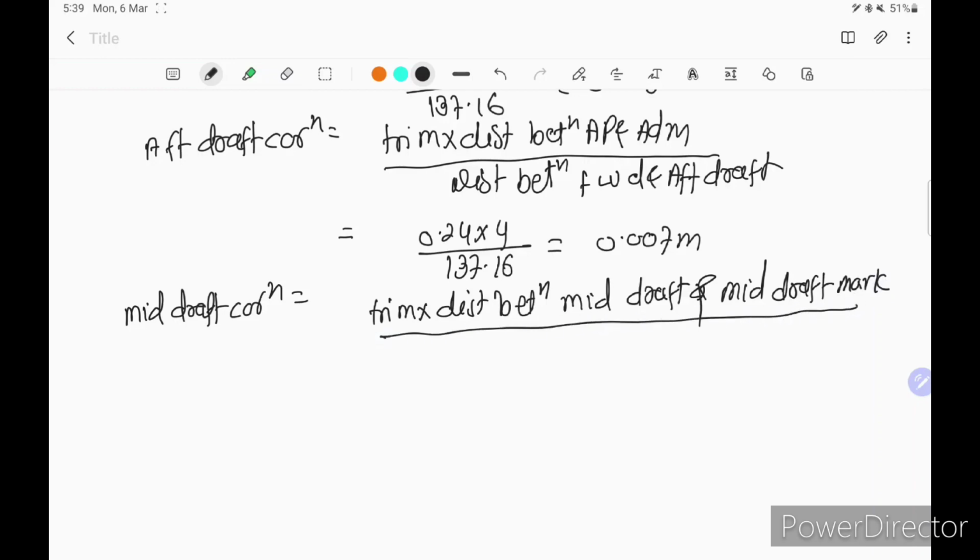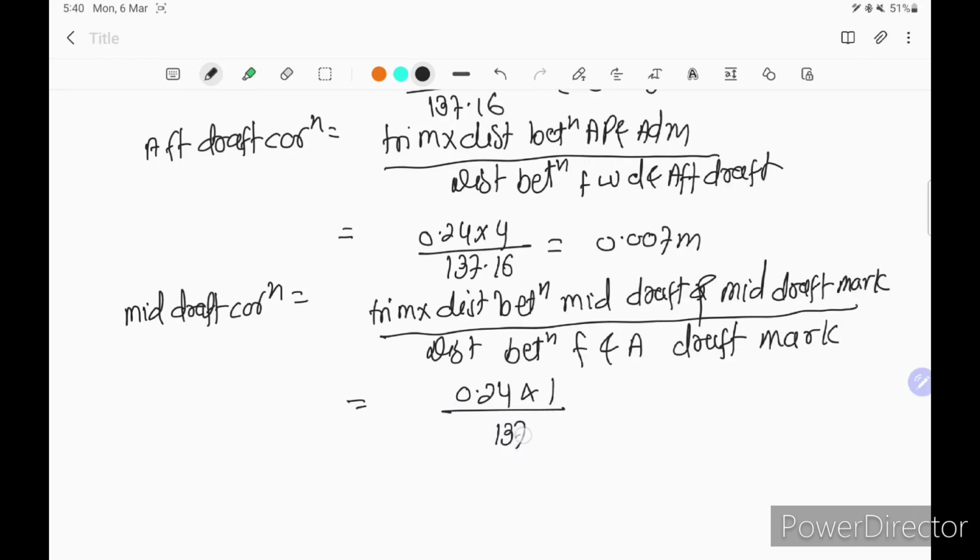Divide by the distance between forward and aft draft mark. Put the value in the formula, 0.24 into 1 divided by 137.16. You will get the value 0.02 meters. Now we will move to the next step.